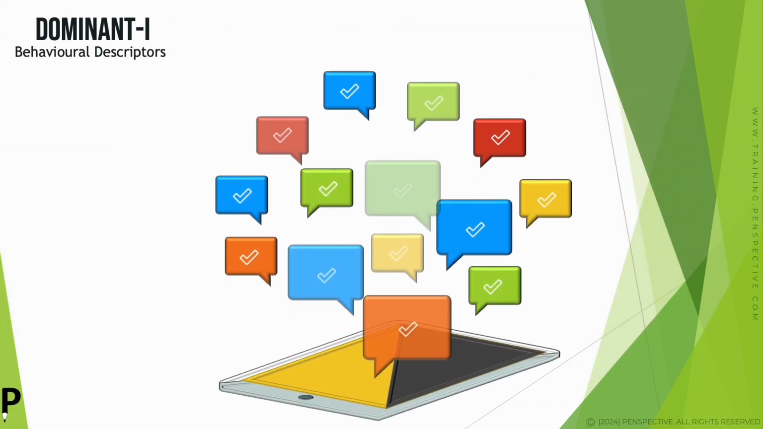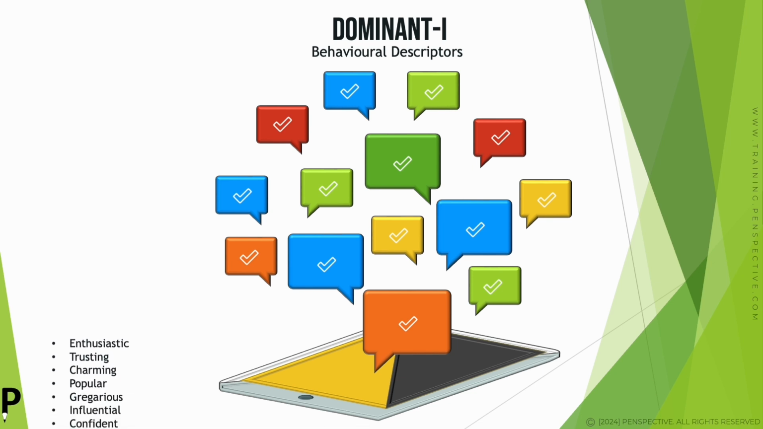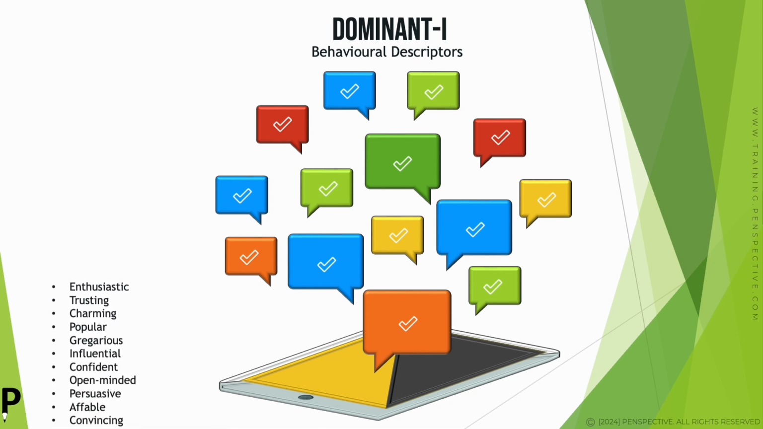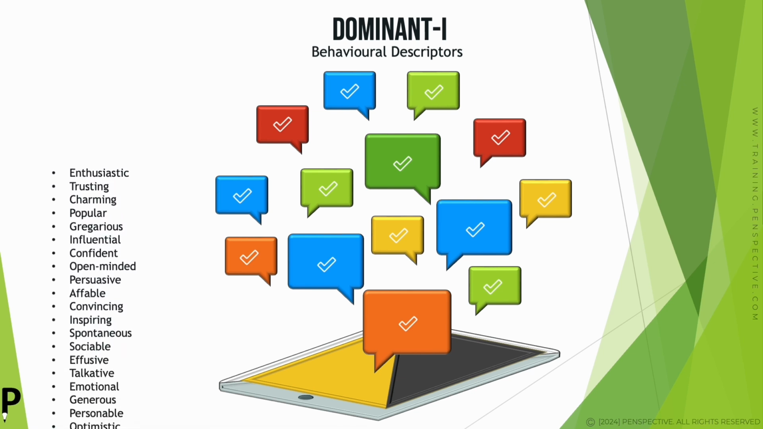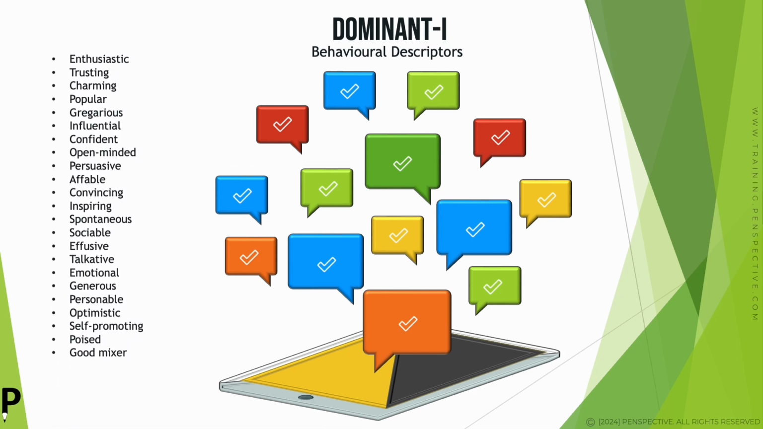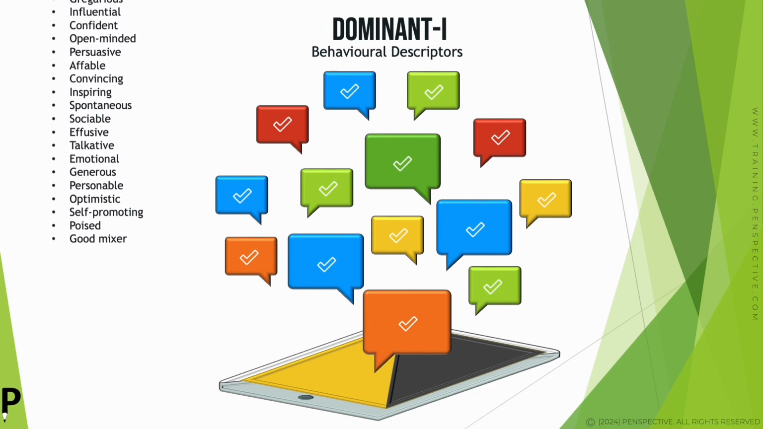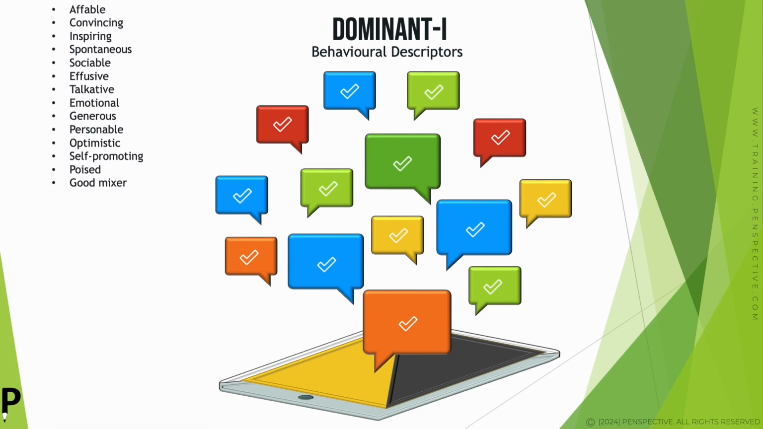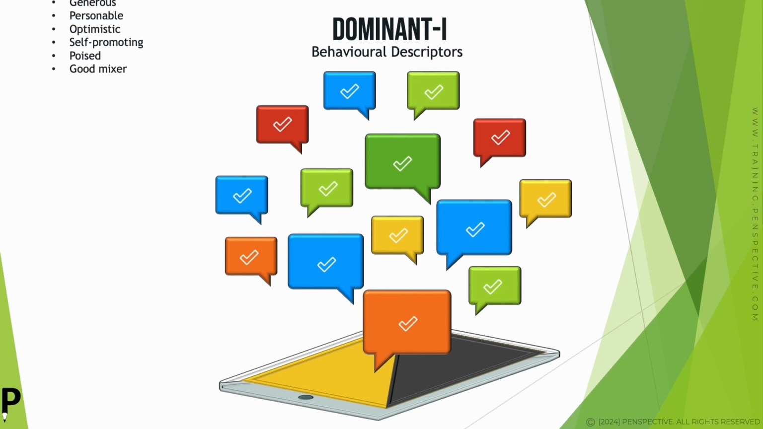Words that would typically describe the dominant I behavioral style are the following, to list a few: enthusiastic, trusting, charming, popular, gregarious, influential, confident, open-minded, persuasive, affable, convincing, inspiring, spontaneous, sociable, effusive, talkative, emotional, generous, personable, optimistic, self-promoting, poised, good mixer.